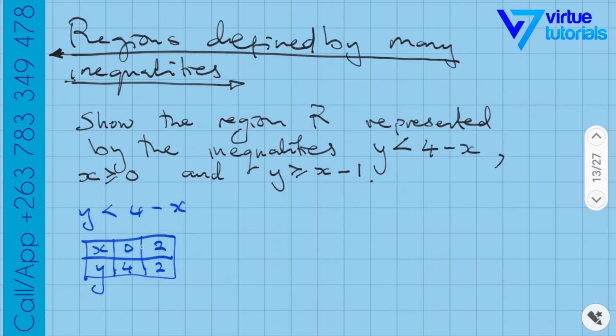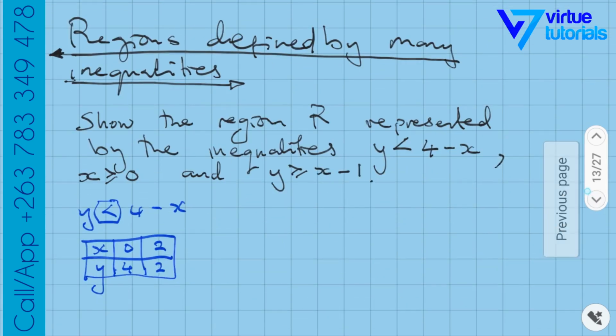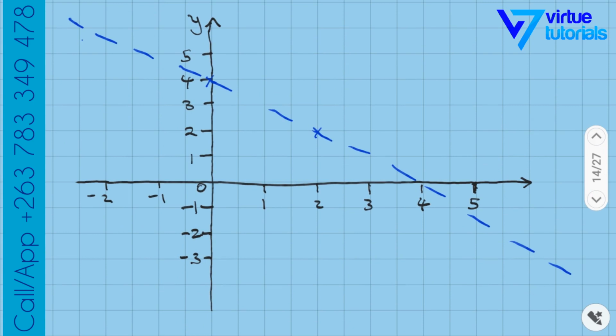And then I draw a dashed line because of that sign there. So I have a dashed line, and this is y is less than 4 minus x. I want what is less, so I shade what is above that inequality. So the first inequality is done.